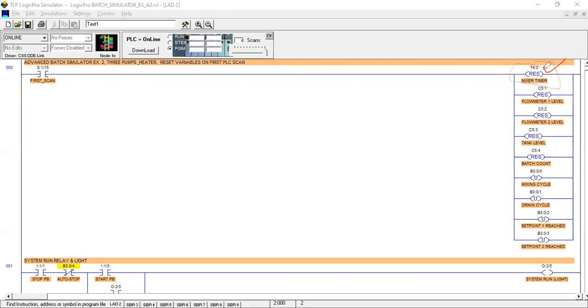So this is the reset bit. This is the timer address T4:0. This is the timer address, and this is the reset instruction.